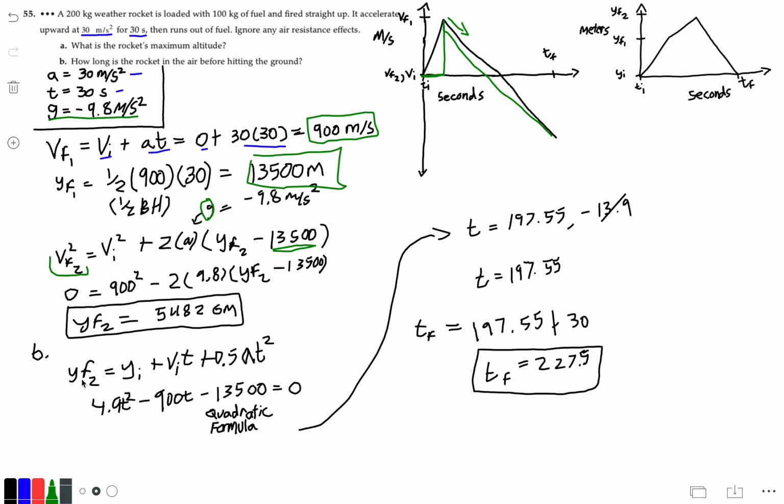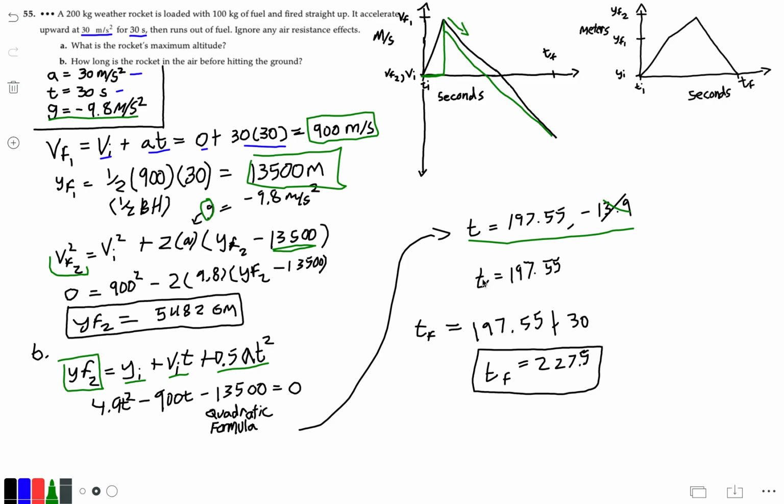Next, we're going to be relating the height, the initial height, the initial velocity, and acceleration times time squared. Once you plug in all these variables and solve for 0, you get a very familiar looking equation, which is a parabola. If we plug this parabola into the quadratic formula, we get two different values. One is positive and the other is negative. Since we can't have negative time, this is not an option for us.